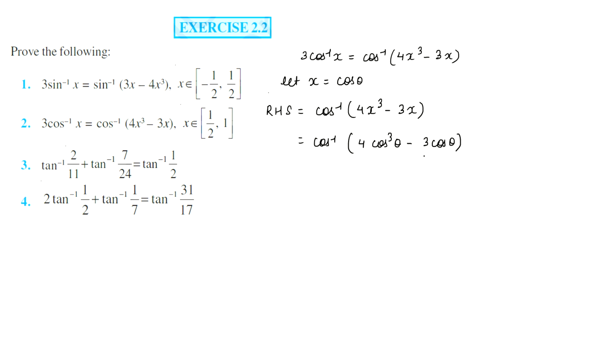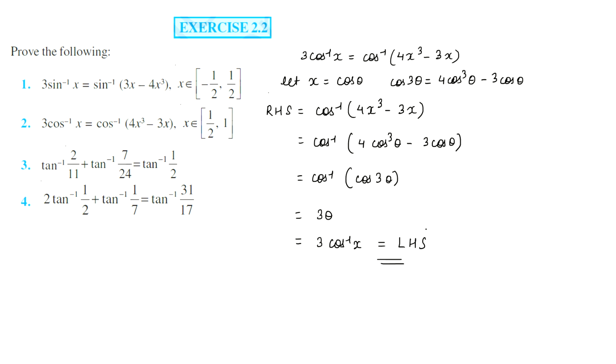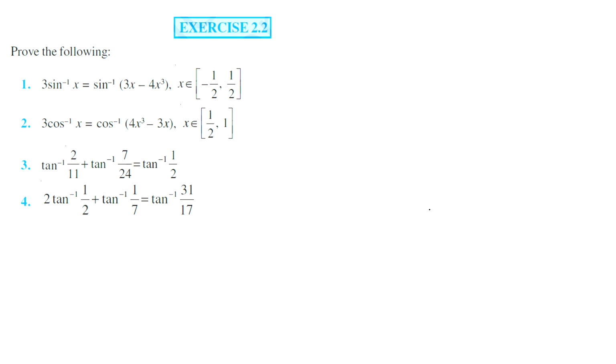Now we can use the trigonometric identity which says that cos 3 theta is equal to 4 cos cube theta minus 3 cos theta. So using this we have RHS is equal to cos inverse cos 3 theta. So therefore it becomes 3 theta now, and theta is cos inverse x. So we have shown what was required. Now let us see the third part.